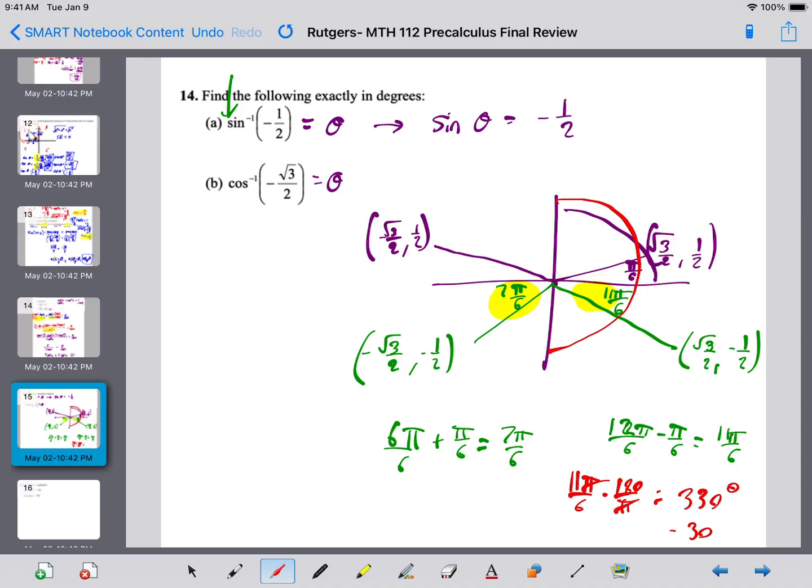So because your range is negative pi over 2 to pi over 2, that is negative 90 degrees to 90 degrees. So really it should fall in that range. So you have to say -30 degrees. Okay? Well, it'll be much smoother for this next part. Okay?